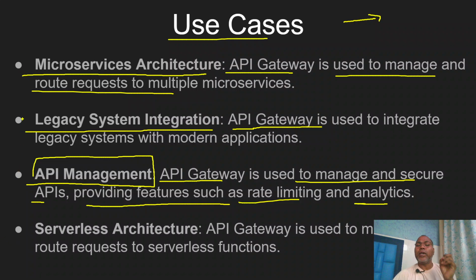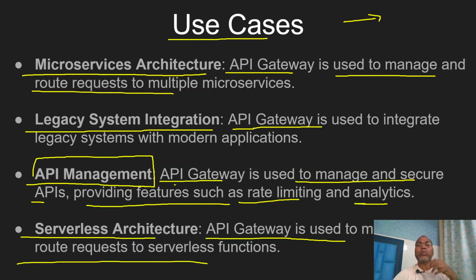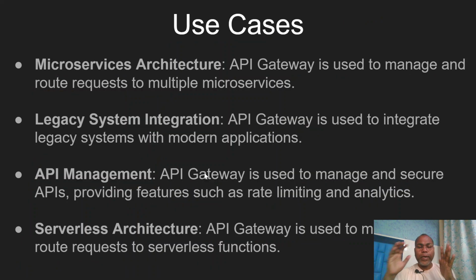Nowadays the API gateway is also a very key fit in serverless architecture. In serverless architectures, the API gateway also needs to manage and route requests to serverless functions. Nowadays, whether it is event driven architecture, microservice architecture, legacy application, or modern serverless architecture, the API gateway plays a very critical role.